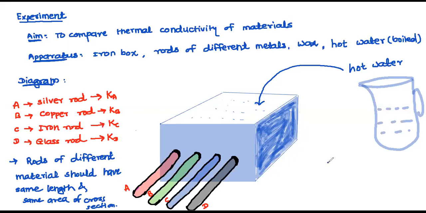Same area of cross section means here, if this is a rod, this area should be same for all. This area should be same, and this length should also be same. Area and length should be same for all rods. L, comma A, same for all rods.